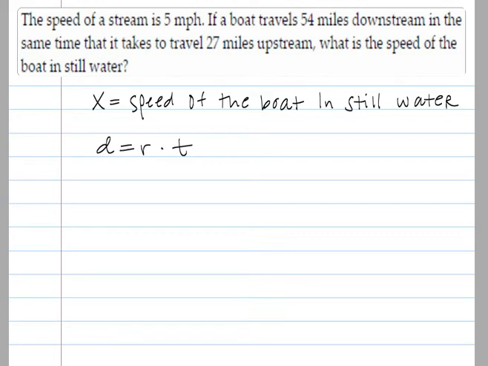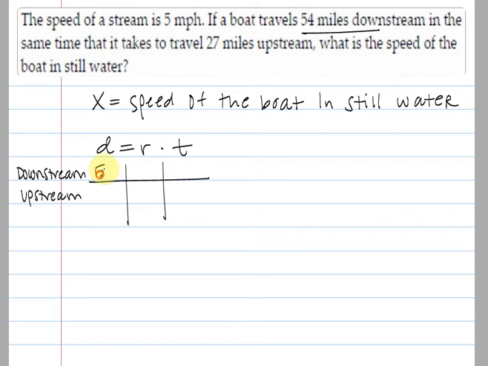Here's what the chart will look like. We have a downstream trip and an upstream trip. And we use the formula distance equals rate times time to represent the headers of our chart. Now we use the information given in the problem to complete the chart as best we can. Notice right off the bat, in the problem we're told that the boat travels 54 miles downstream. So that tells me that my distance downstream is 54. And then we're told that the boat travels 27 miles upstream. So the distance for the upstream trip is 27.